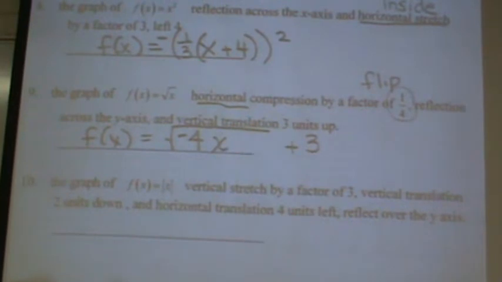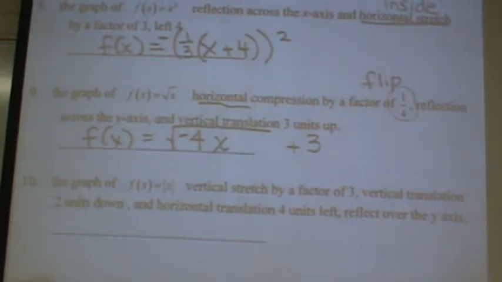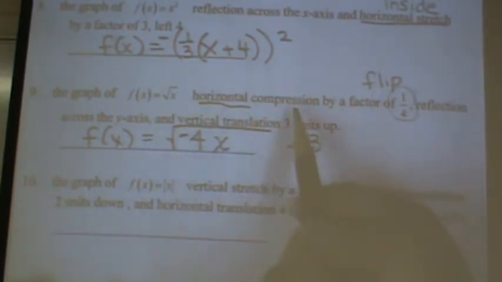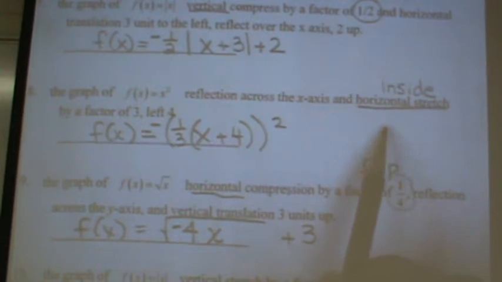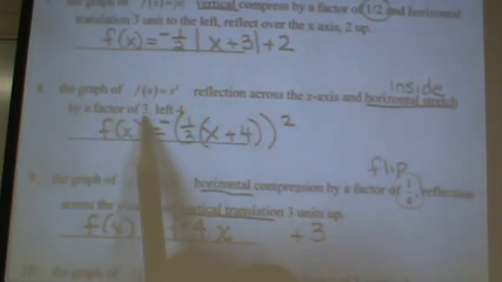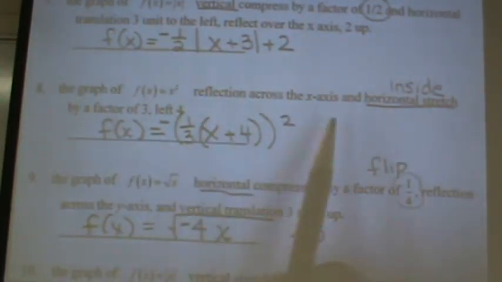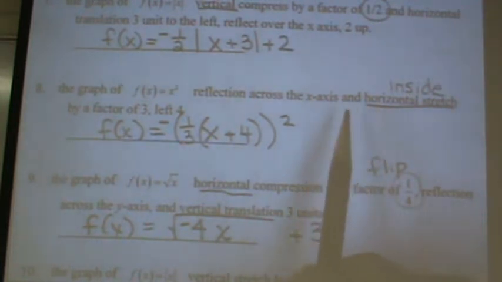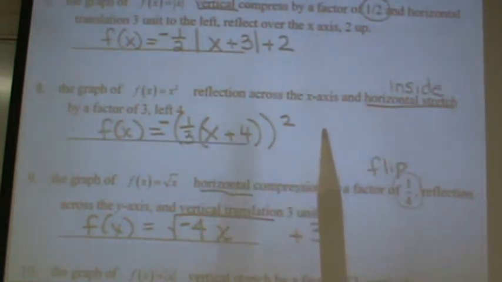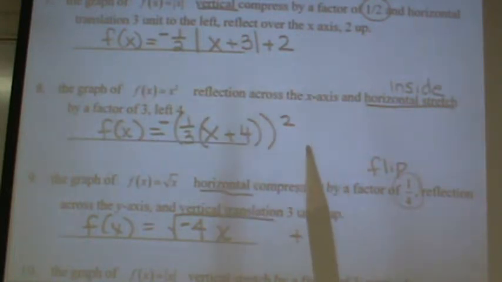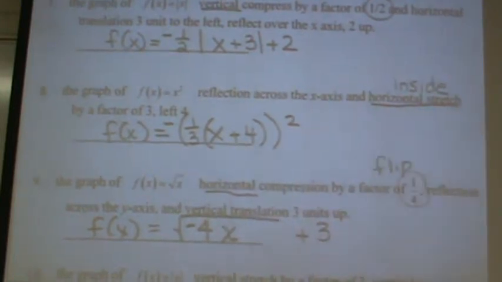Done. So if it's a horizontal compression, you always flip, just like we did here. Right here, this was a horizontal stretch by a factor of 3, we flipped it. So if it's a stretch or a compression? Anytime you see the word horizontal, flip it. Okay? And then number 10, we've got vertical.